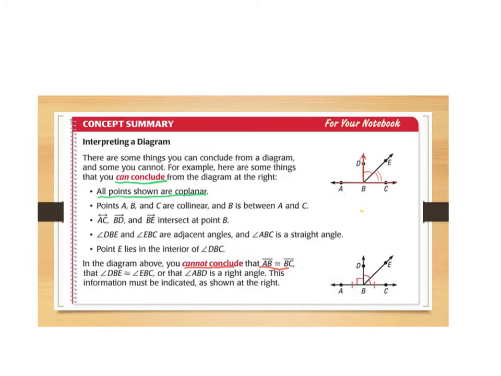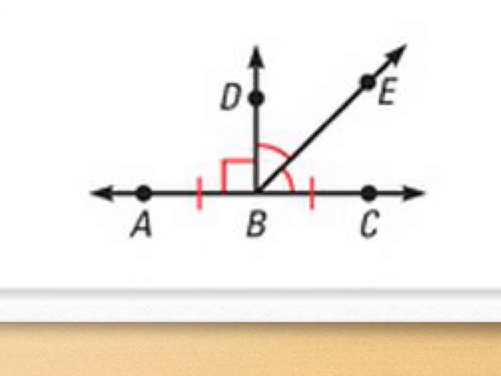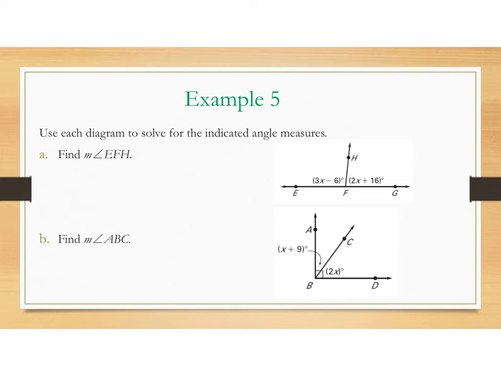So those are the things you cannot assume. If you wanted to show all those things, you would need all this. This would show that the segments are congruent. This would show that the angles are congruent. And this would show that this is a 90 degree angle over there. So there's a lot of indicators that we use to show those things. If those indicators are not there, don't assume it.